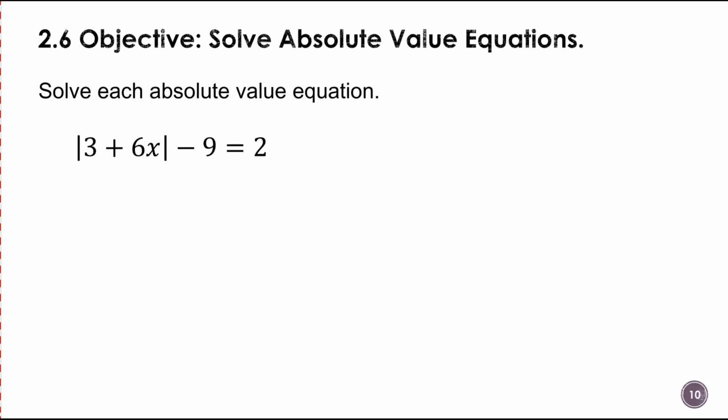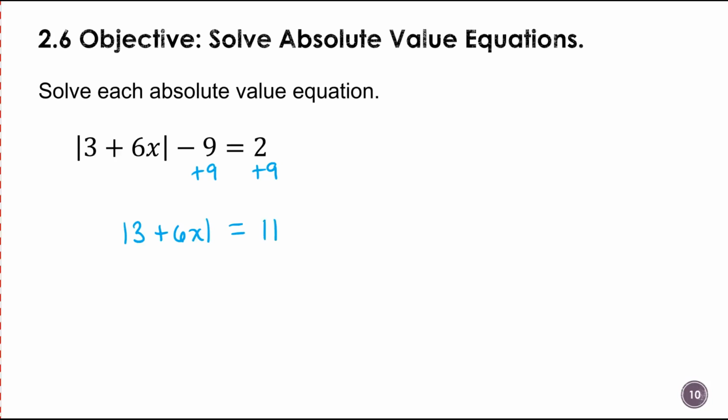This is the second video for solving absolute value equations. So on this one, we're just going to solve a few of these and we'll be finished with the lesson. So notice that the absolute value portion of this equation is not isolated, so we want to add 9 to both sides. And then we can set up our two equations.